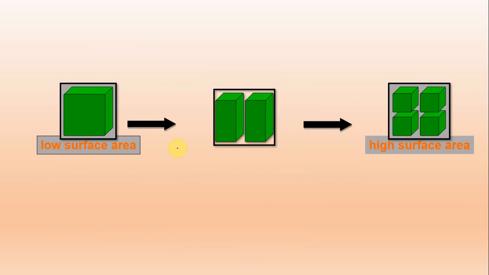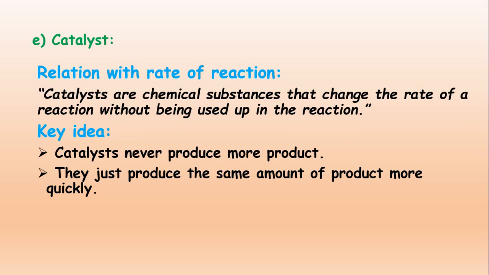This is low surface area, and when you break it down into two pieces and then into four other smaller pieces, the surface area will be increased, size will be decreased, and the speed of the reaction will be increased. Now the last but not least is the catalyst. Its relation with the rate of reaction, and then the main reasons or points.